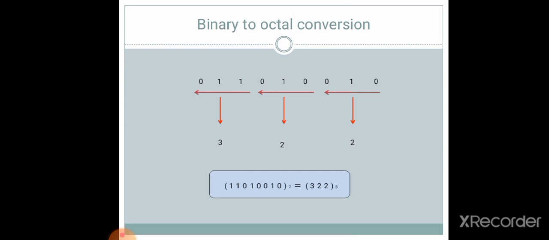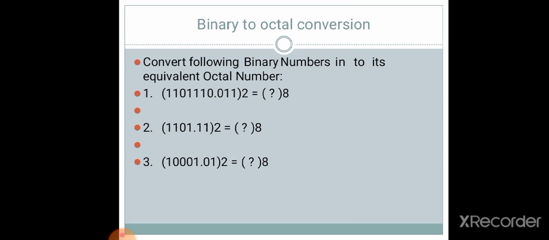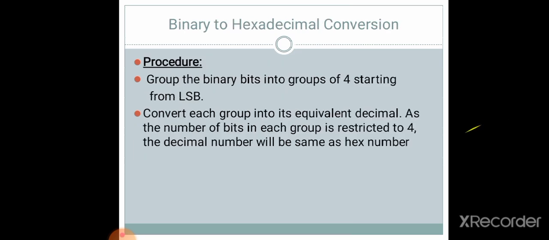So this is the binary to octal conversion. How to put the decimal equivalent, I will put a video for this. Then this is the exercise for binary to octal conversion. Again, solve this exercise in your notebook. Then binary to hexadecimal conversion. The procedure is very simple.